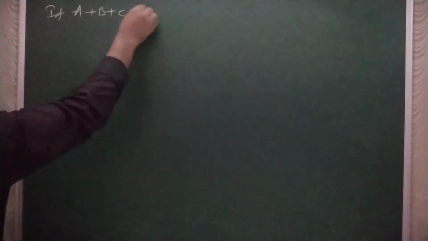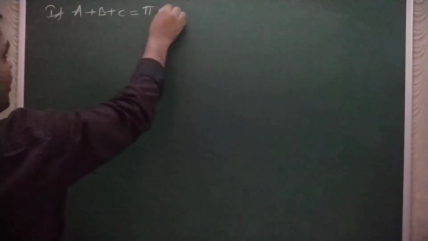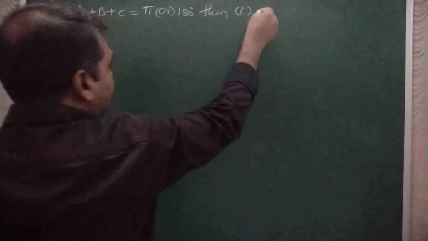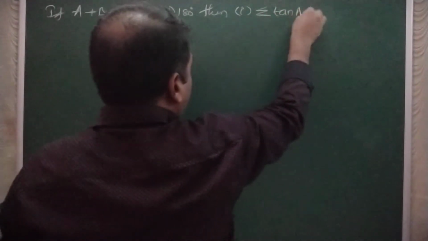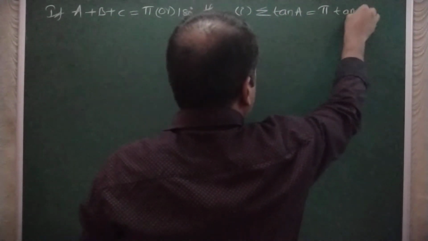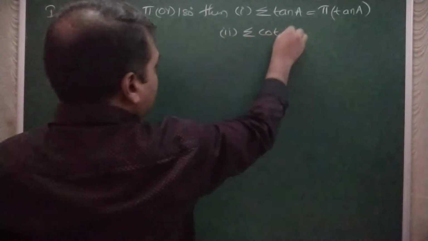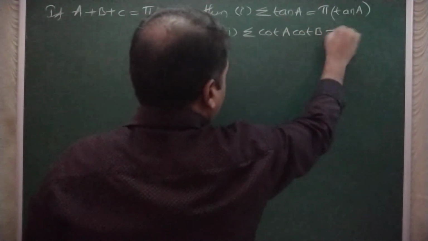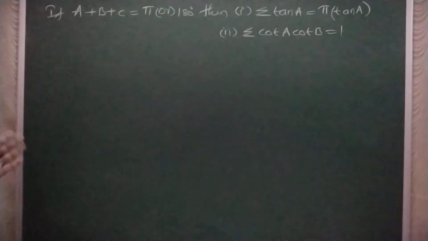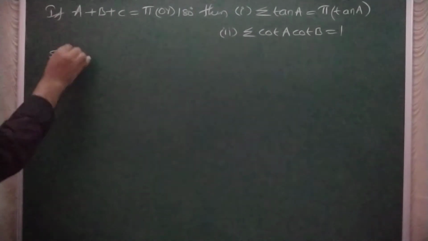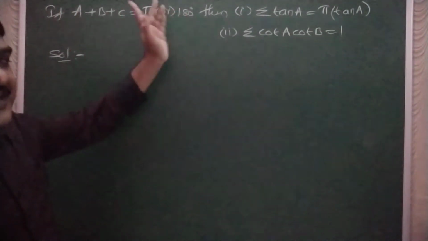Now, let us discuss this result. If A plus B plus C is equal to pi or 180 degrees, then sigma tan A is equal to pi tan A. This is one result. And sigma cot A cot B is equal to 1. So this is a very important condition. Let us see how we are going to get the condition. So A plus B plus C is equal to 180 degrees or pi radians.